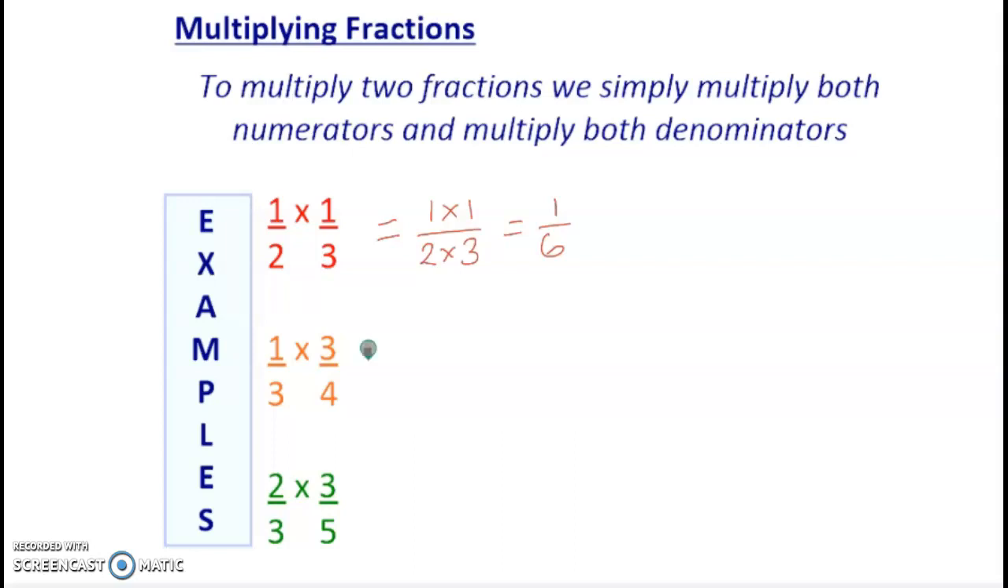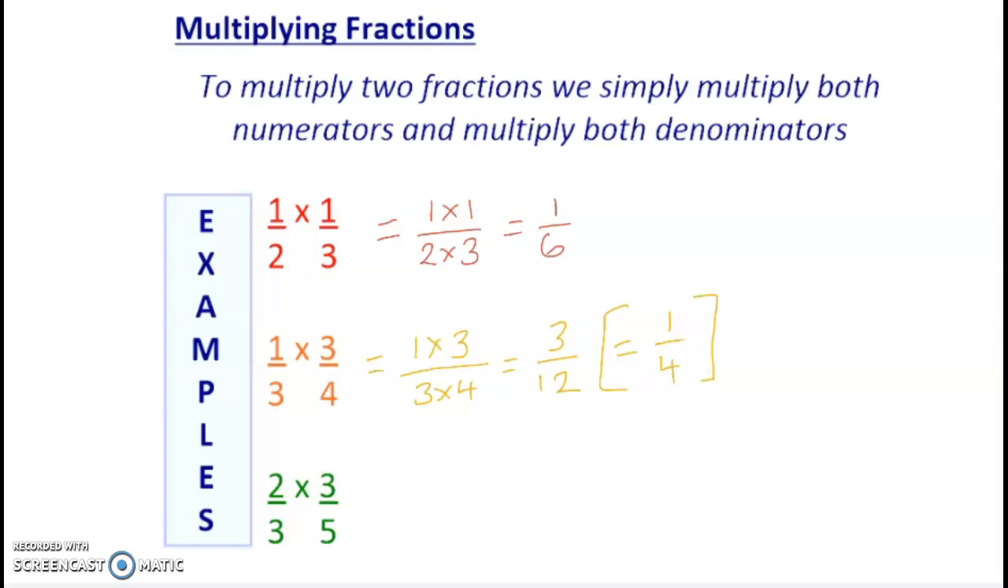Okay, so my amber example, my medium example, I do 1 times 3 on the top and 3 times 4 on the bottom. 3/12. Now, if you wanted to, you could be super duper clever here and you could tell me that that simplifies. I can divide them both by 3 to give me 1/4. But I am more than happy if you just give me the answer 3/12. That's absolutely fine.